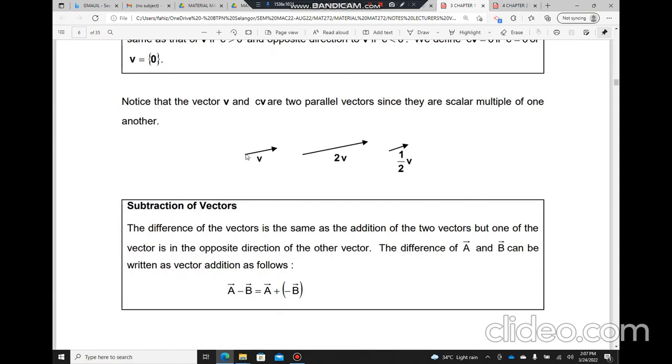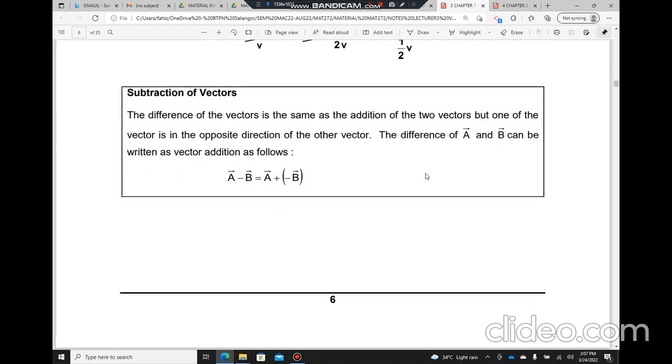Okay, so contohnya kita ada satu basic vector which is V. Okay, then kalau kat sini 2V means dia dua kali ganda daripada V yang asal. So, skala dia adalah 2. So, 2 multiply by vector V. And then this one contohnya dia half daripada V, so separuh daripada V, so scalar multiplication dia adalah 1/2, so 1/2 V. So magnitude dia je lah yang tak sama.